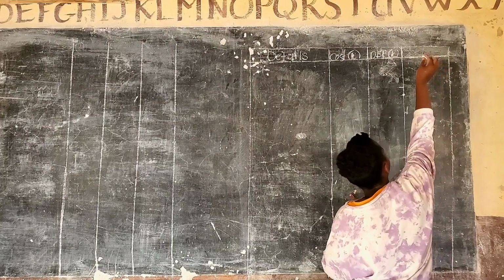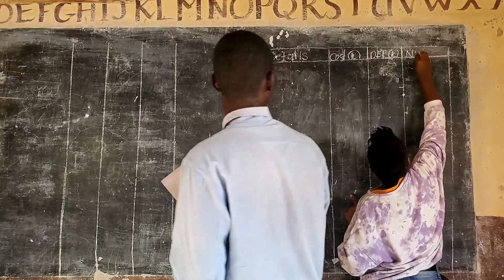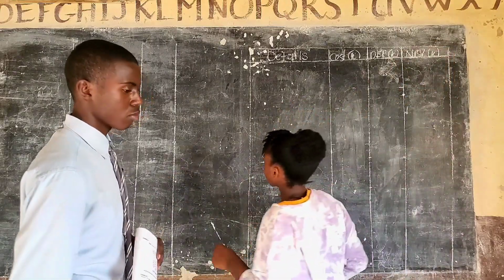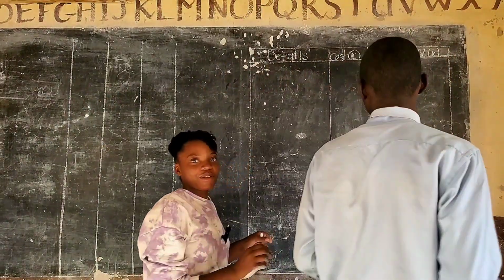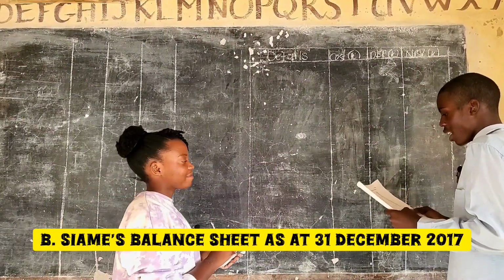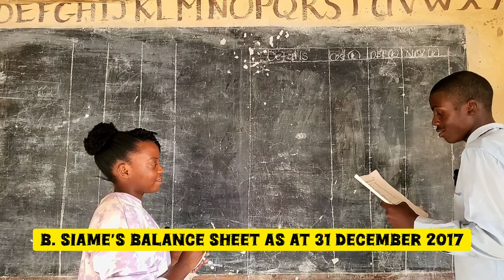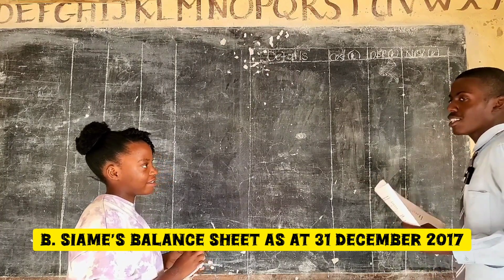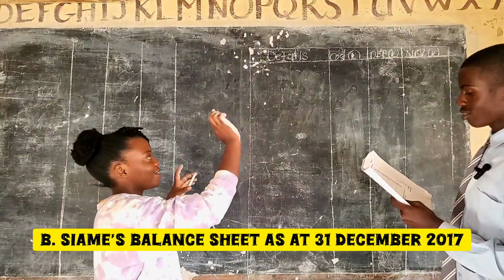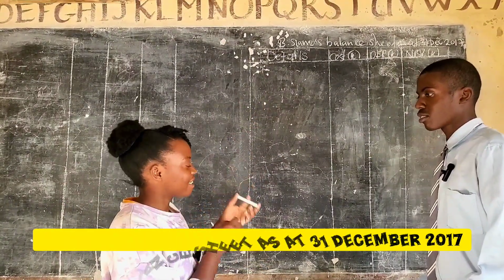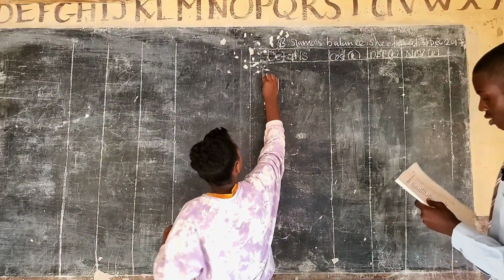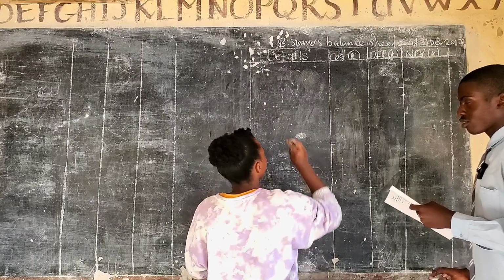Then this is net book value. We're just going to say NBV. So our title, we go to the title. Title is going to be BCM's balance sheet as at 31 December 2017. So we're going to write our title. This is our title, so we can start. We start with the fixed assets, so it will be just like a title.